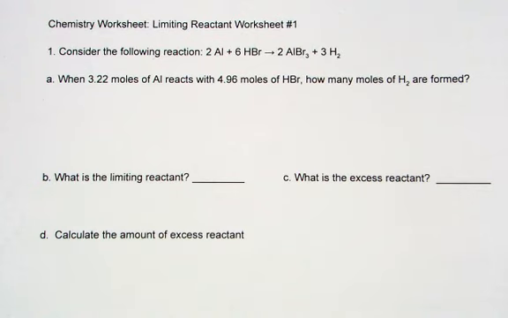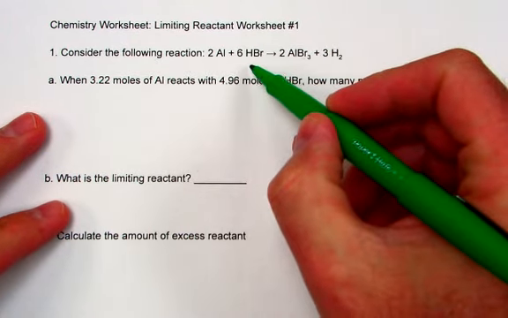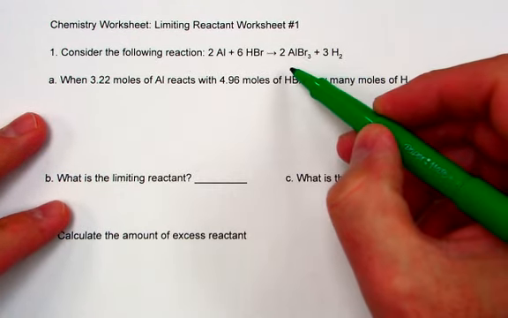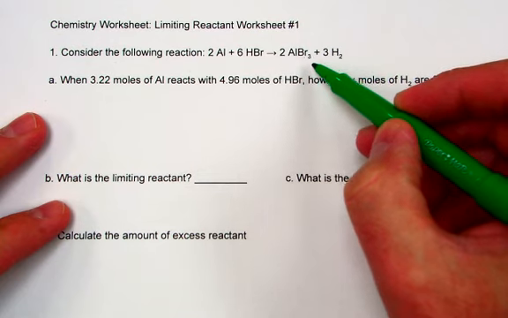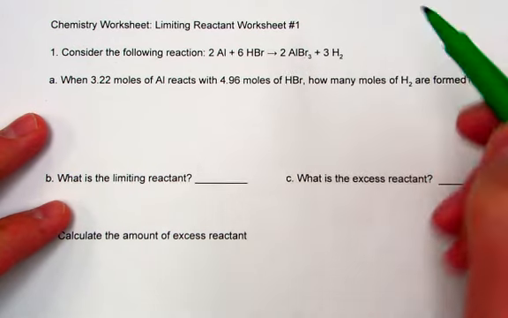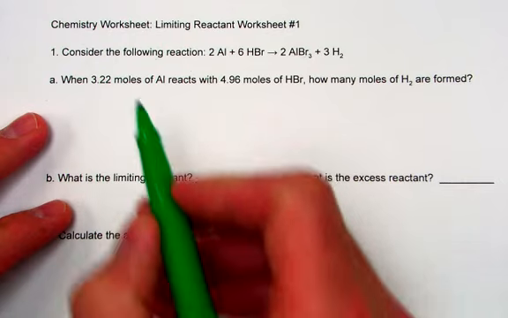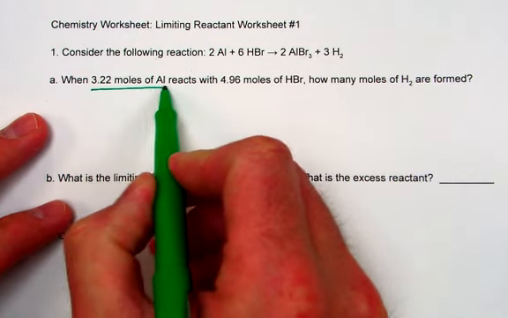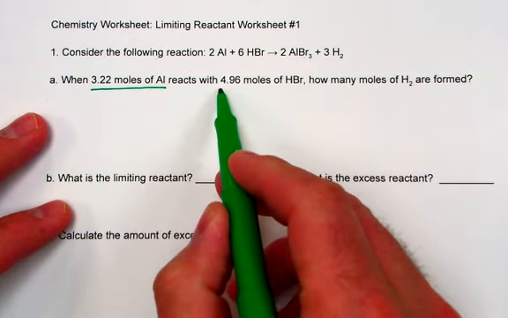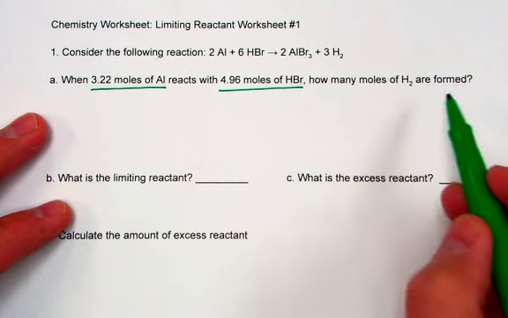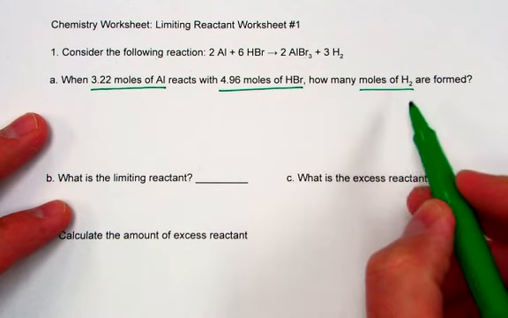What we're going to do is talk about calculating limiting and excess reactants using proportions, okay? And so we have our formula, 2Al plus 6HBr produces 2AlBr3 plus 3H2. So our first problem says when 3.22 moles of aluminum react with 4.6 moles of HBr, how many moles of H2 are formed?